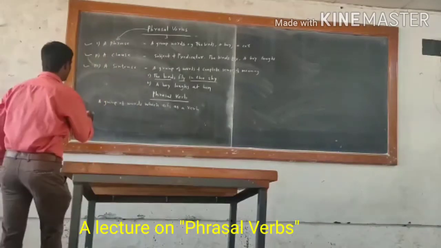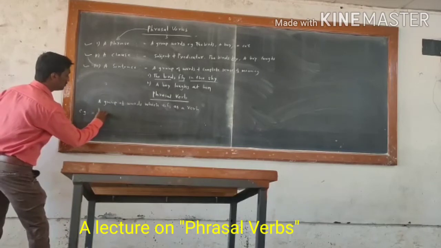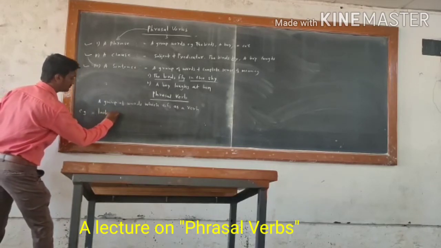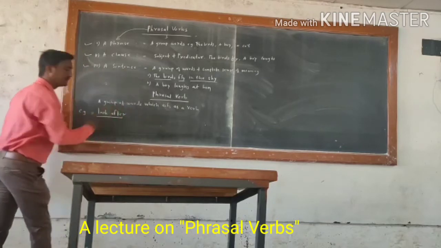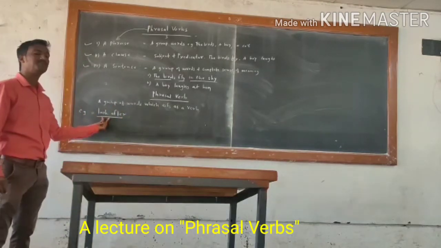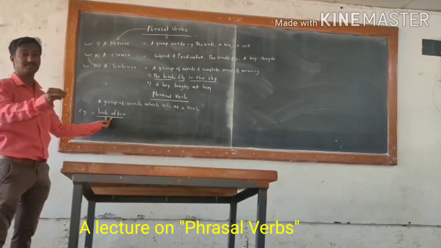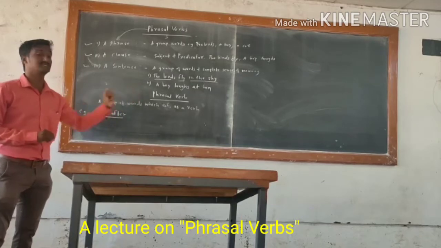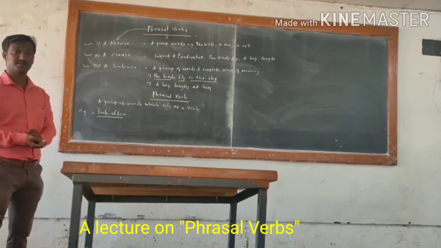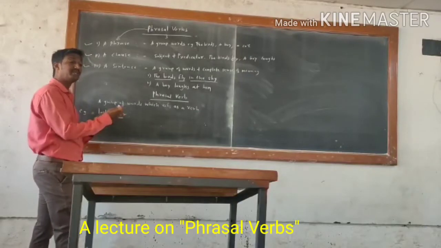Let us take one example. Here, if I say look after. Now, look after. If you see here, it is a group of words. When this group of words functions as a verb in the sentence, it becomes a phrasal verb. For example, the meaning of look after is to take care of someone.